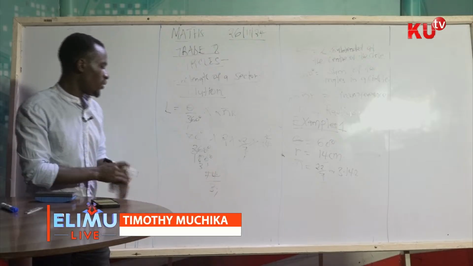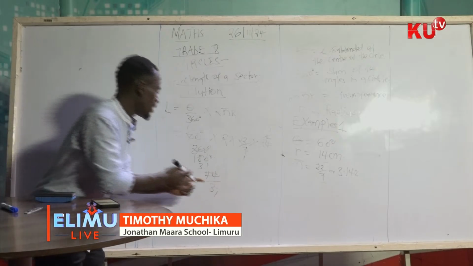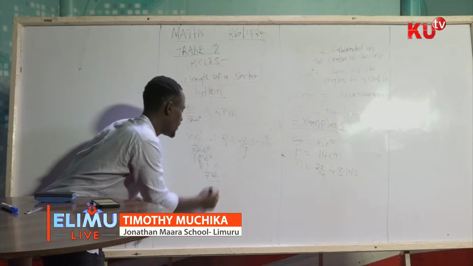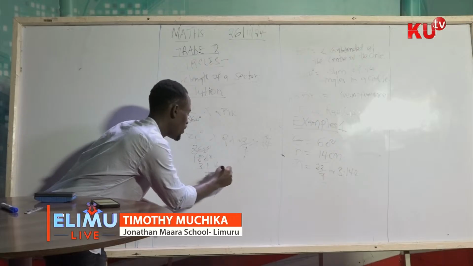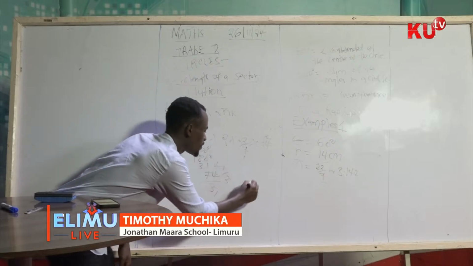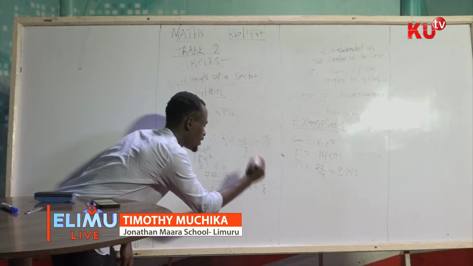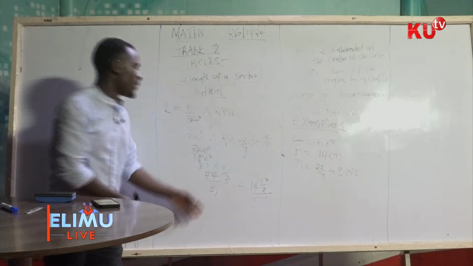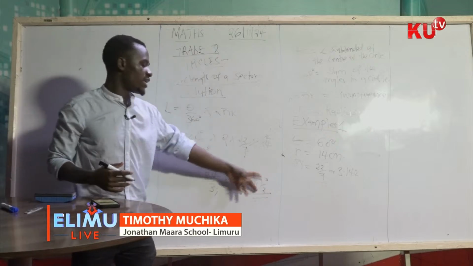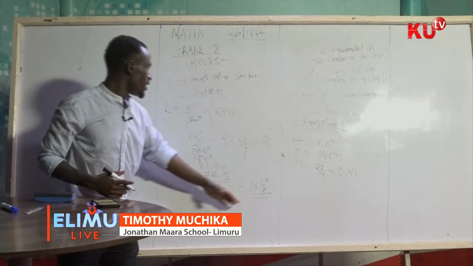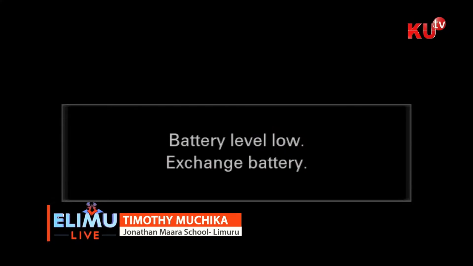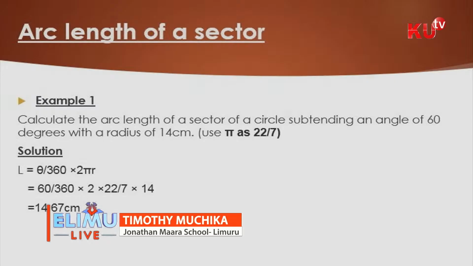3 into 14, how many times? 3 into 14, it goes 4 times and remains 1 over 3. So the answer now becomes 14 and 1 over 3 degrees. Remember, this one can also be expressed as a decimal, but you can also express it as a fraction. So the arc length, remember we are working with the arc length, and the units here are in centimeters. This one being a length, 14.5 centimeters.